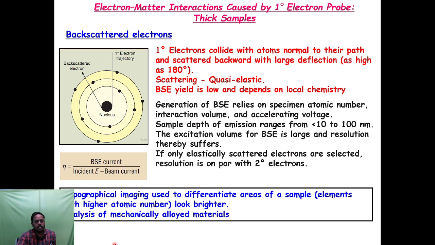The backscattered electrons will be used for topographical imaging, and also to differentiate the areas of the sample. Usually the elements with the higher atomic number will look brighter, and backscattered electrons are also used for the analysis of mechanically alloyed materials.